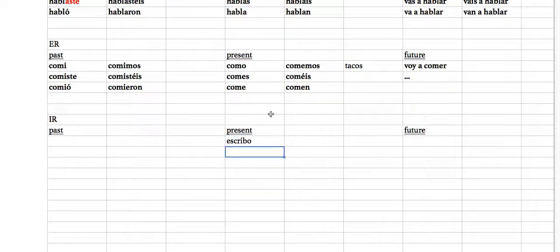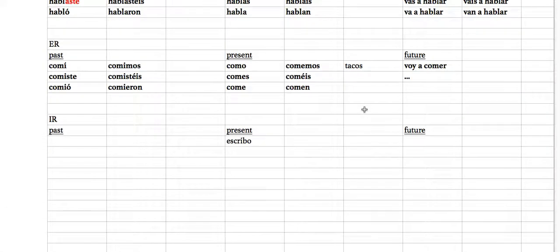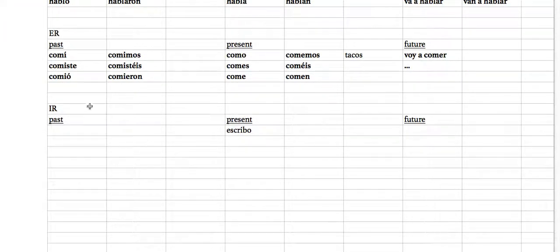An IR verb could be to write something. So escribo. By the way, a few others that work this way. Aprender means to learn, and whatever other regular ER verb, all right? Okay, escribo comes from escribir. It's your IR verb, Dorothy.